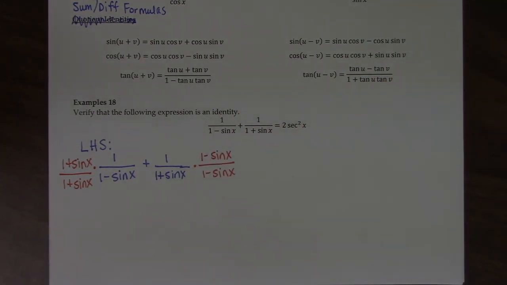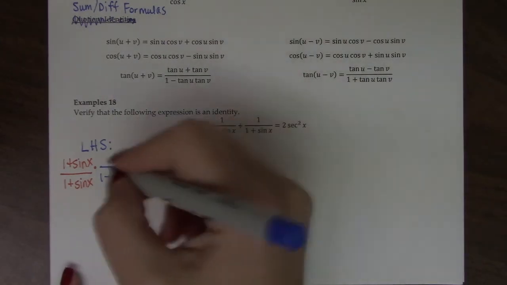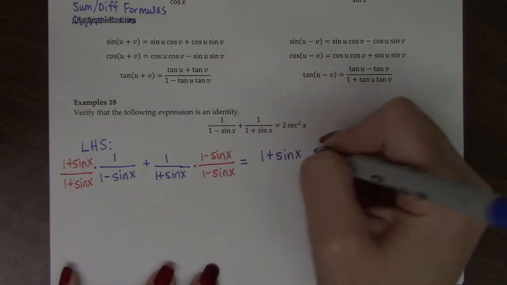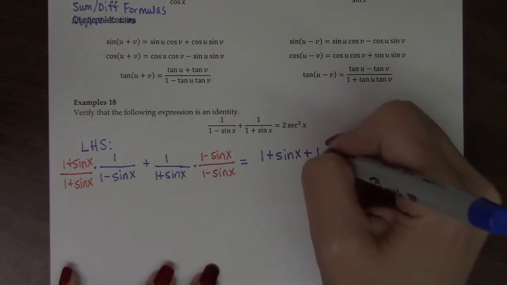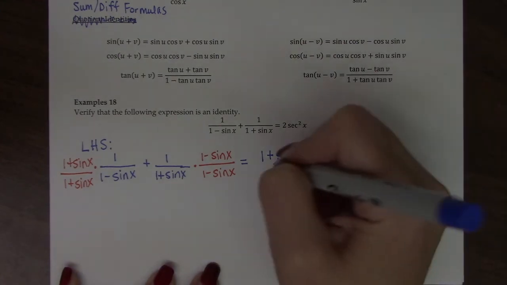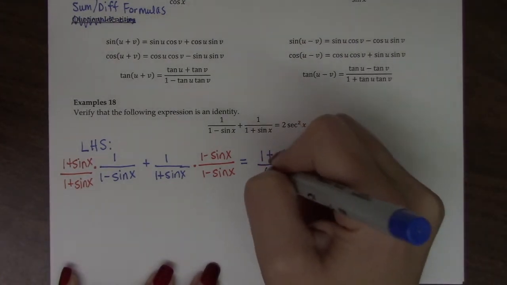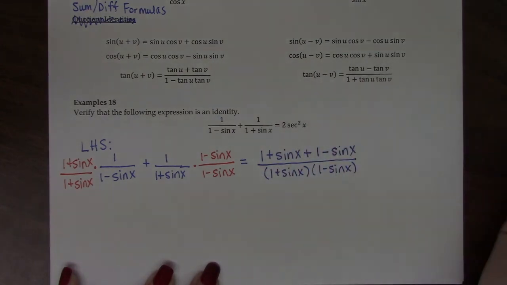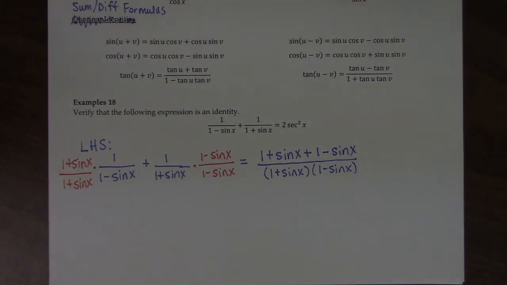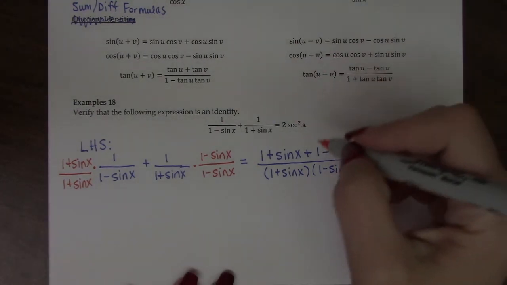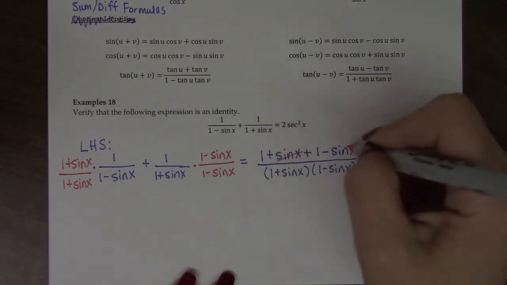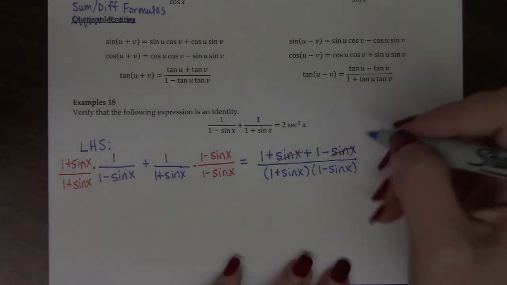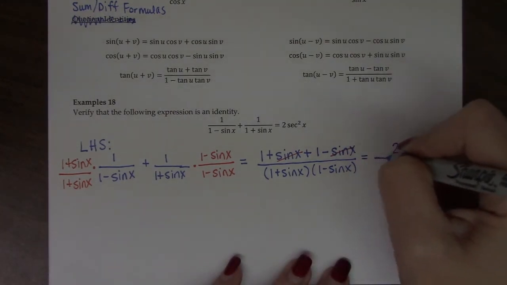So now I get 1 plus sine of x plus 1 minus sine of x, all over 1 plus sine of x times 1 minus sine of x. In the numerator, I have a positive sine x and a negative sine x, so they add to 0. Not canceling them, they just add to 0. The 1 plus 1 adds to 2.